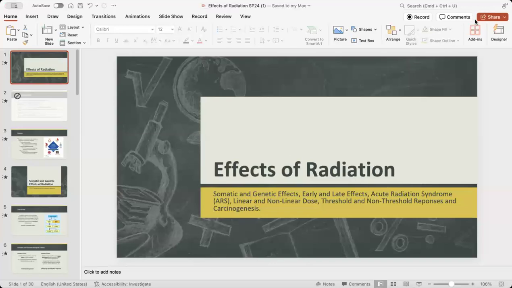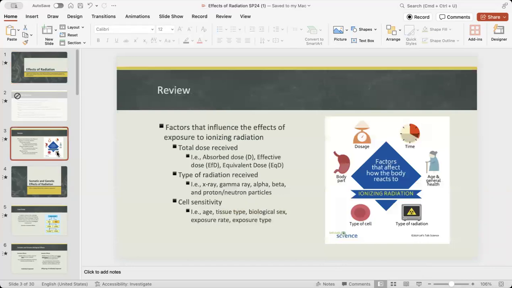Okay, let's switch over to tonight's presentation. So tonight we are going to talk about effects of radiation. But first, before we get into it, we're just going to do a quick review of some factors that influence the effects of exposure to radiation. So one factor is the total dose received.